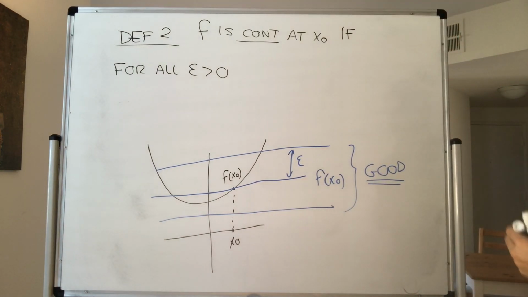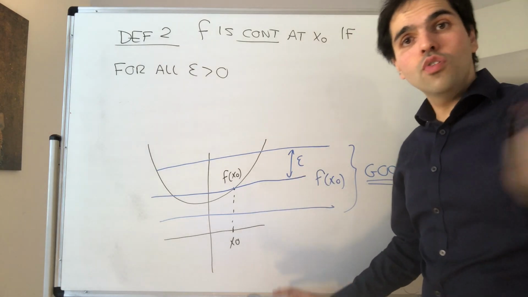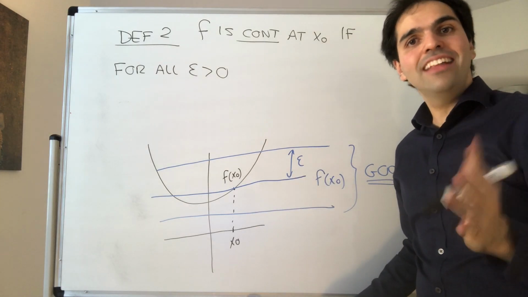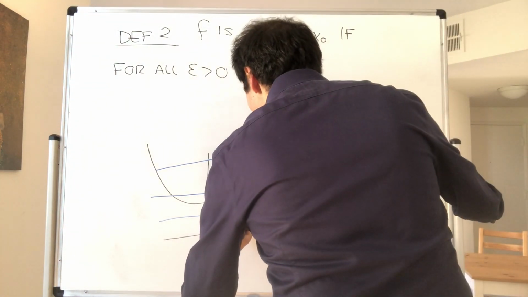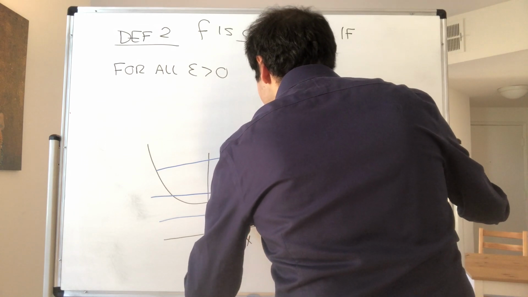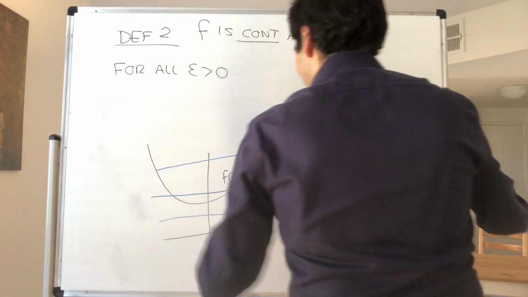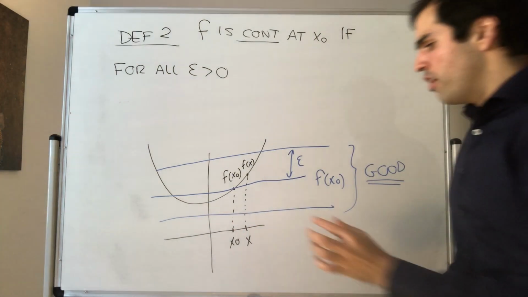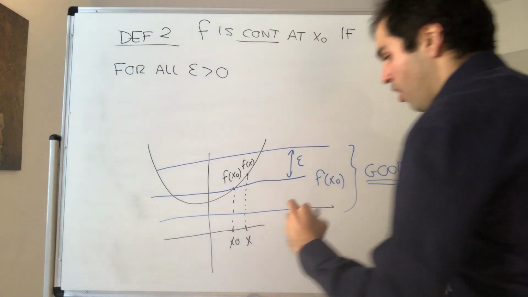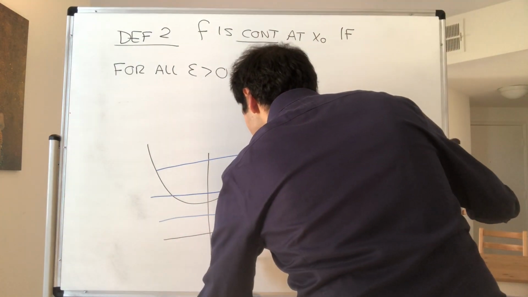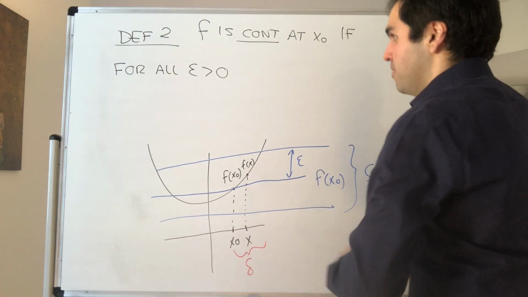Right? And here's the thing. Before, we let n go to infinity, so we wanted n to be very large. Here it's the opposite. We want x to be very close to x naught. So this is x, and this is f of x. Before, our threshold was very large. Here, our threshold is very small. So we want x to be at most delta away from x naught.